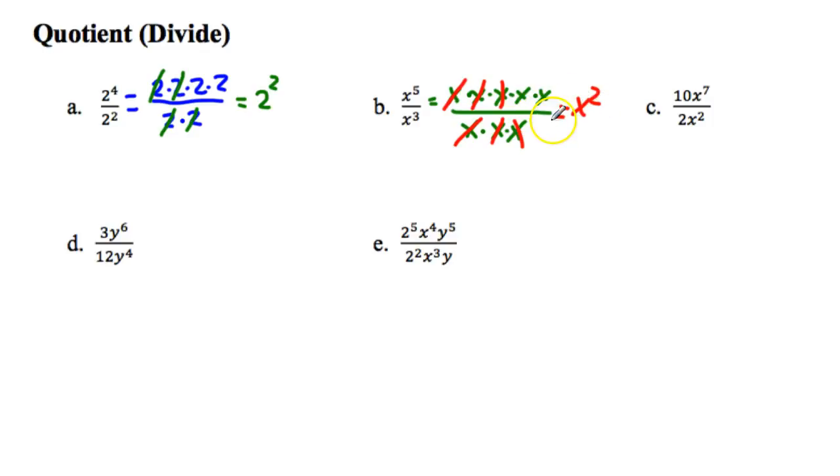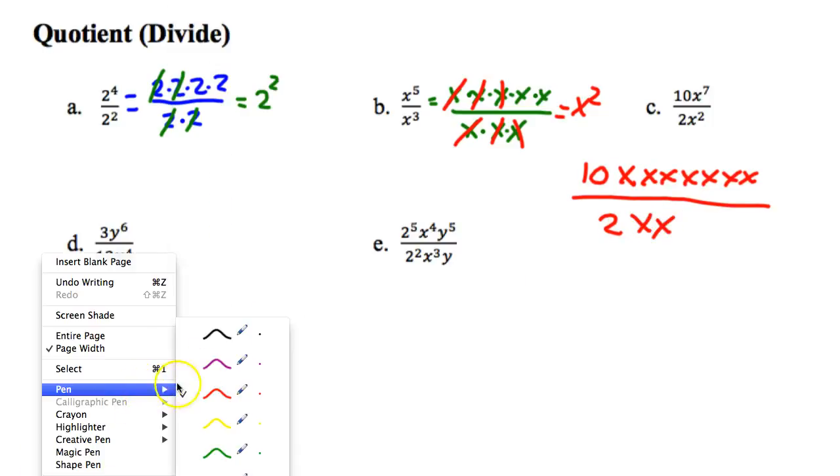All right. Here we go. This one, it's got a number and some variables. Well, let's expand that out. We've got 10 on the top. How many x's? There's 7. 1, 2, 3, 4, 5, 6, 7. On the bottom we have 2 times x squared, which is just x times x.